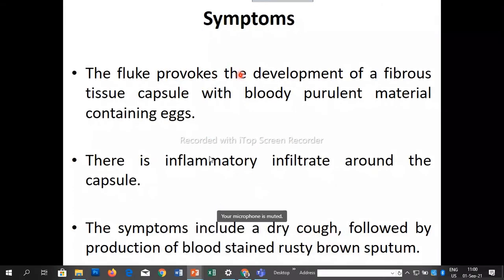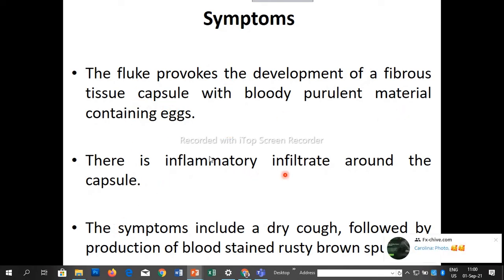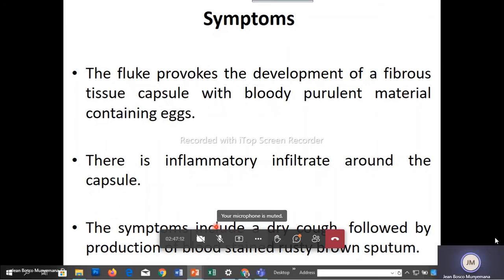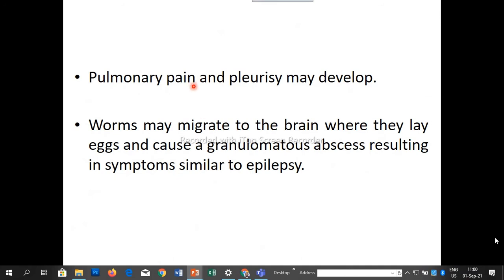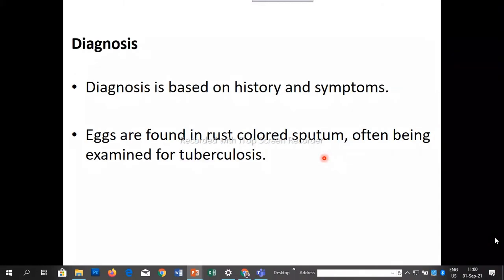The fluke provokes the development of a fibrous tissue capsule with bloody, cheesy material containing flukes. There is an inflammatory infiltrate around the capsule. Symptoms include a dry cough, followed by production of blood-stained or brown sputum. Pulmonary pain and pleurisy may occur, or the flukes may migrate to the brain where they lay eggs and cause granulomatous lesions resulting in symptoms similar to epilepsy, and you can even die.